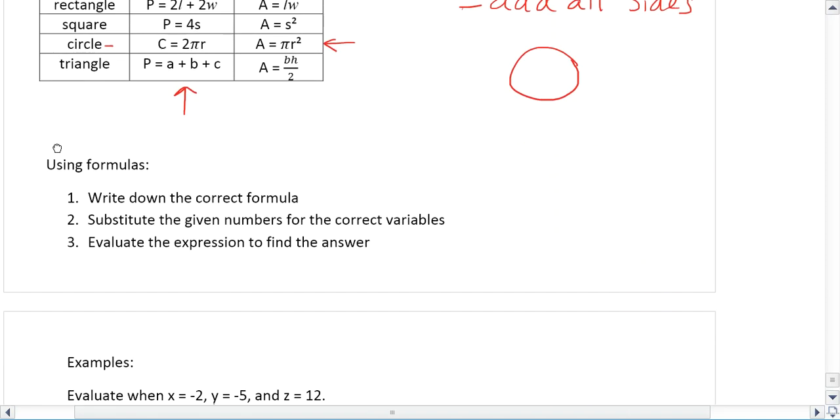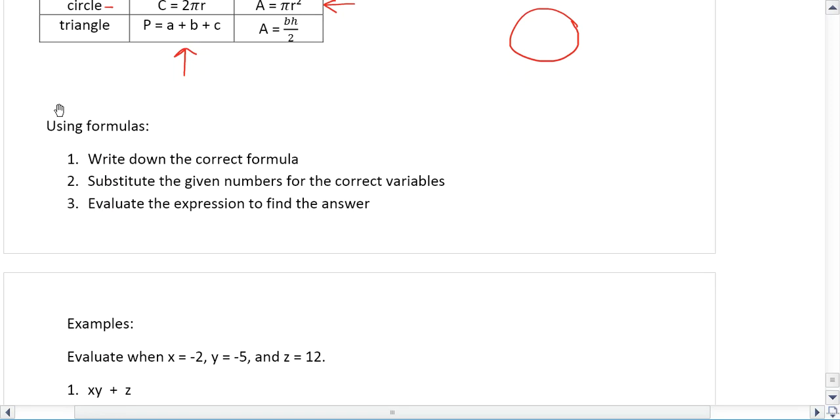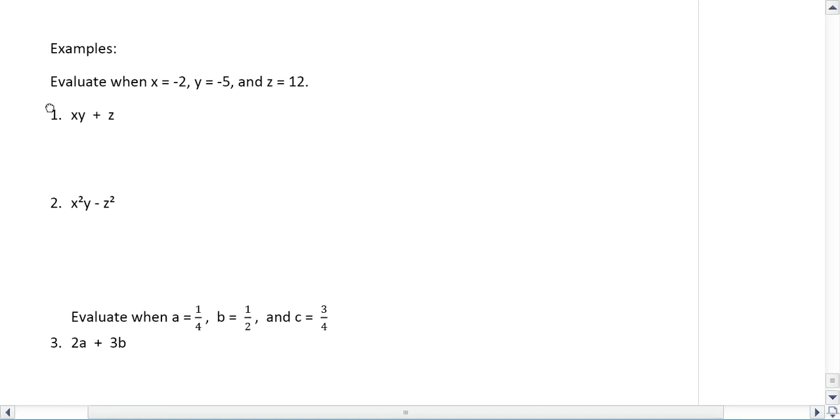So when you're asked to do a problem involving any formula, please write it down. Search out the formula you need, write it down because it guides you where you plug in the numbers and what operations you do. The next step, whether you're in math or science class, you substitute in the correct numbers where they belong in the correct place in the formula, and then you evaluate to find the answer. All right, now let's look at a few examples.